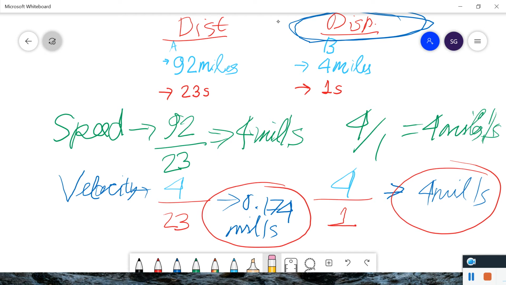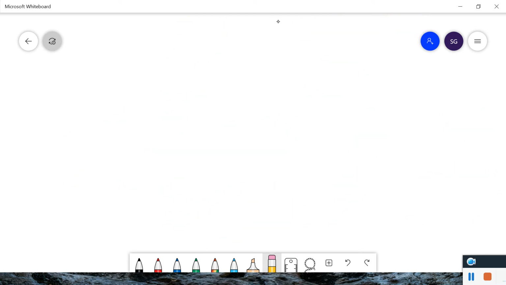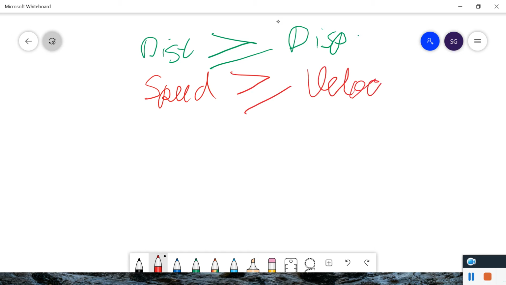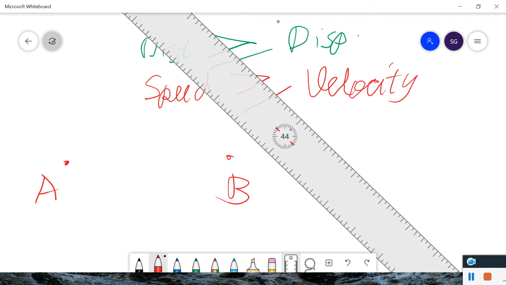So always remember this as a key point: distance is greater than or equal to displacement. Similarly, speed is greater than or equal to velocity. Now I have given the example of greater than. The question is how it can be equal. Equal comes when there are only 2 points, say A and B, and he has followed this path.